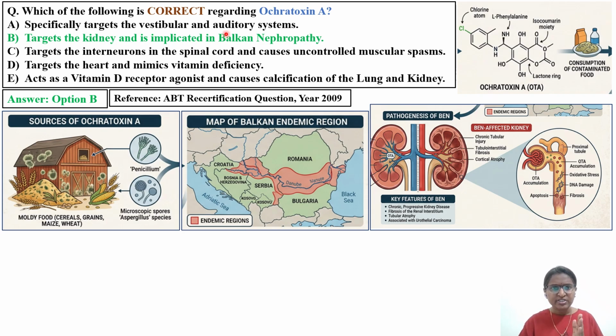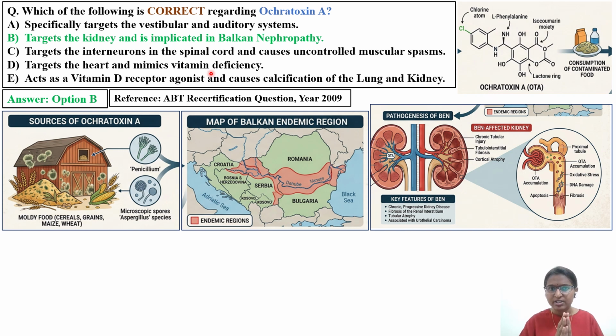The third option is it will target the interneurons in the spinal cord and cause uncontrolled muscular spasms. So this is not associated with mycotoxins. Towards the end of the video, I have listed various mycotoxins and their target organ toxicity. There we will see whether any toxin affects the nervous system and causes uncontrolled muscular spasms. The fourth option is targets the heart and mimics vitamin deficiency.